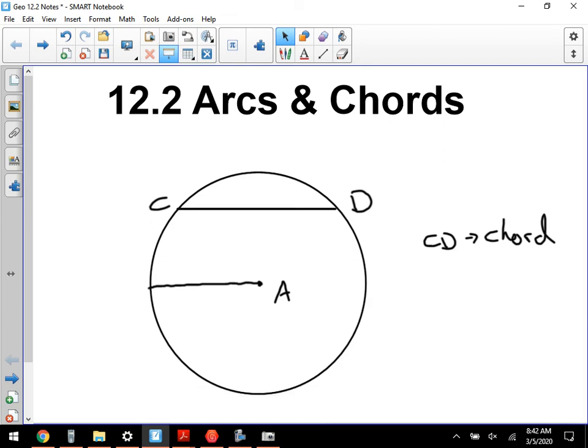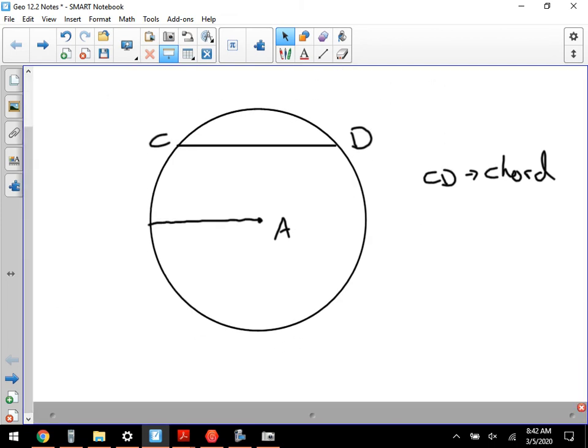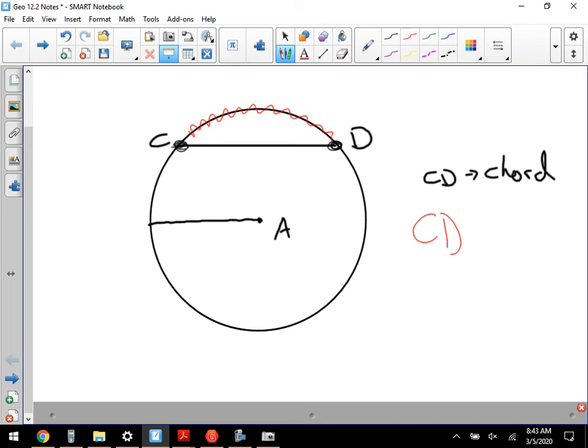We've looked at diagrams like this before. We looked at CD as in fact the chord. That's the segment with the endpoints on the circle. So CD is the chord, whereas CD is the arc. They still have the same endpoints, but they're just drawn differently. Remember that an arc has a curve to it, whereas the chord is a segment. It's a very simple thing to think about in that case.